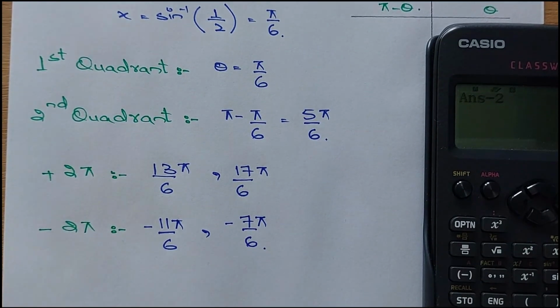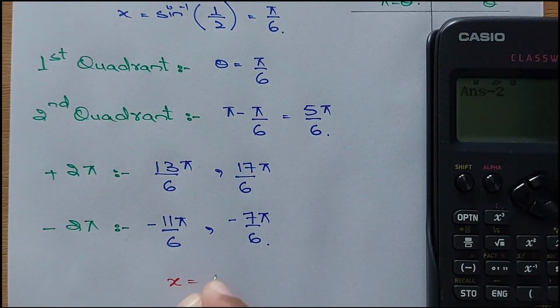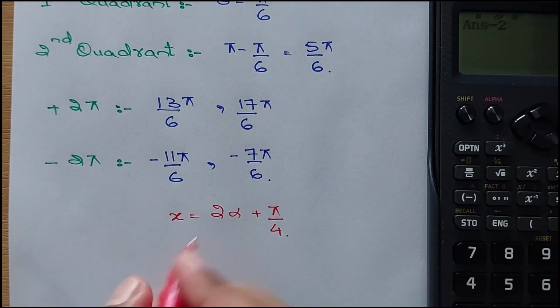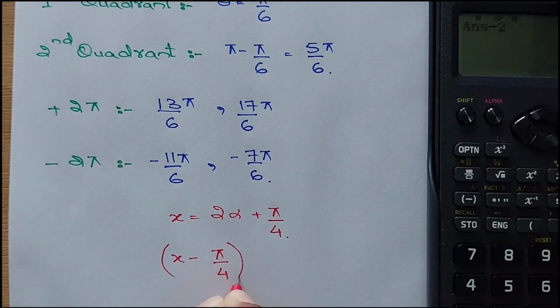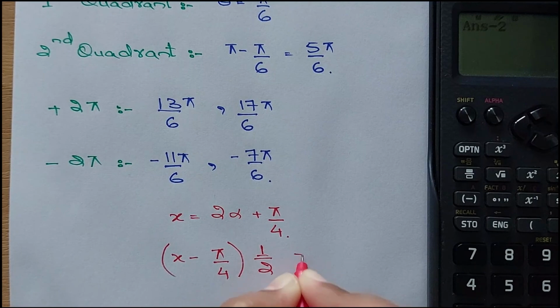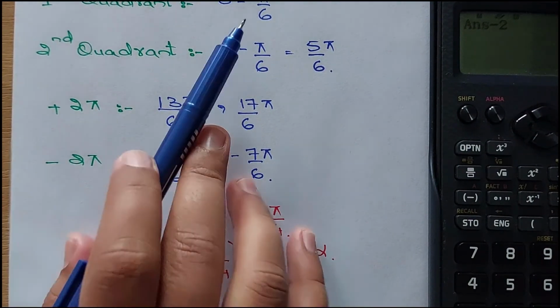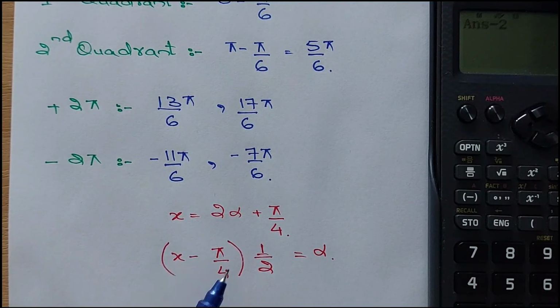Okay, so these are all the values for x, right? And we know that x equals 2 alpha plus pi by 4. Now let me find the values for alpha. So x minus pi by 4 and multiplying by 1 by 2, we will get the value for alpha. So these are all the x values, 1 2 3 4 5 6. We have 6 values for x, and every value subtracting pi by 4 and multiplying by 1 by 2, we will get alpha.